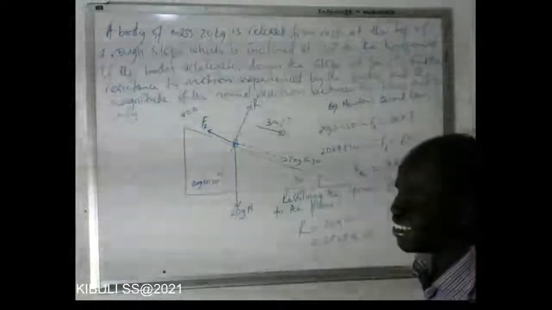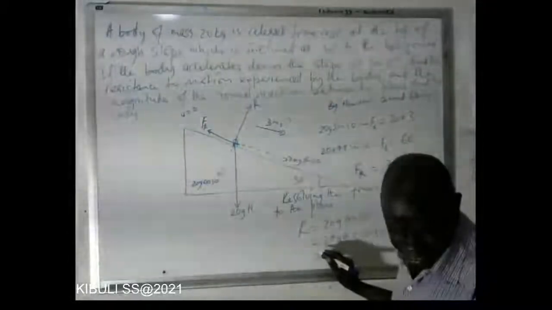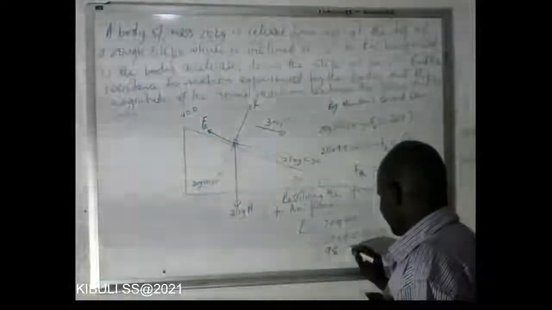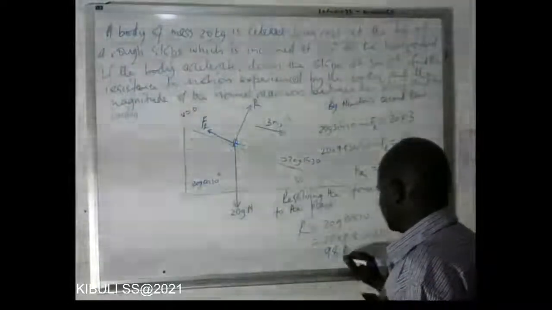When you calculate this, what should be the value of R? Let me try to calculate, but our time is over. So the value of R, let me give you this figure, but please cross check it. It is 98 point something.